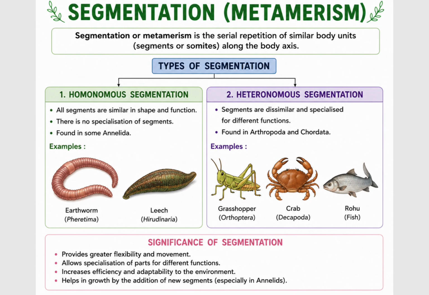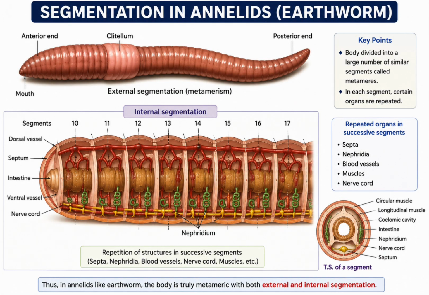Now coming to the last but not the least, the characteristic of segmentation or metamerism. It is the division of the body into a series of repeated segments or metamers, arranged one behind another along the longitudinal axis of the body, like the coaches in a train. For example, the earthworm is the best demonstration of true metamerism in Annelida. Here the body is divided into numerous segments. These segments are separated internally by the septa.